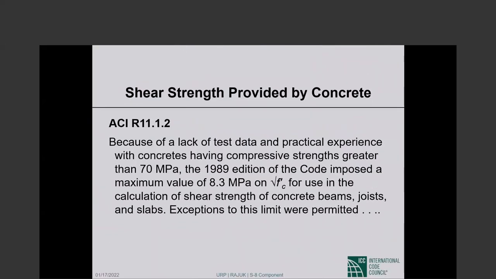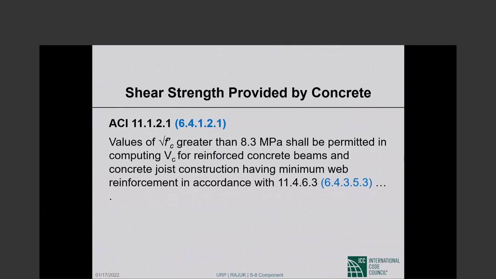So this is the background that I probably already gave you. Because of a lack of test data and practical experience with concretes having compressive strength greater than 70 MPa, that would be 10,000 psi, the 1989 edition of the code imposed a maximum value of 8.3 MPa on square root of f_c' for use in the calculation of shear strength of concrete beams, joists, and slabs. Exceptions to this limit were permitted.